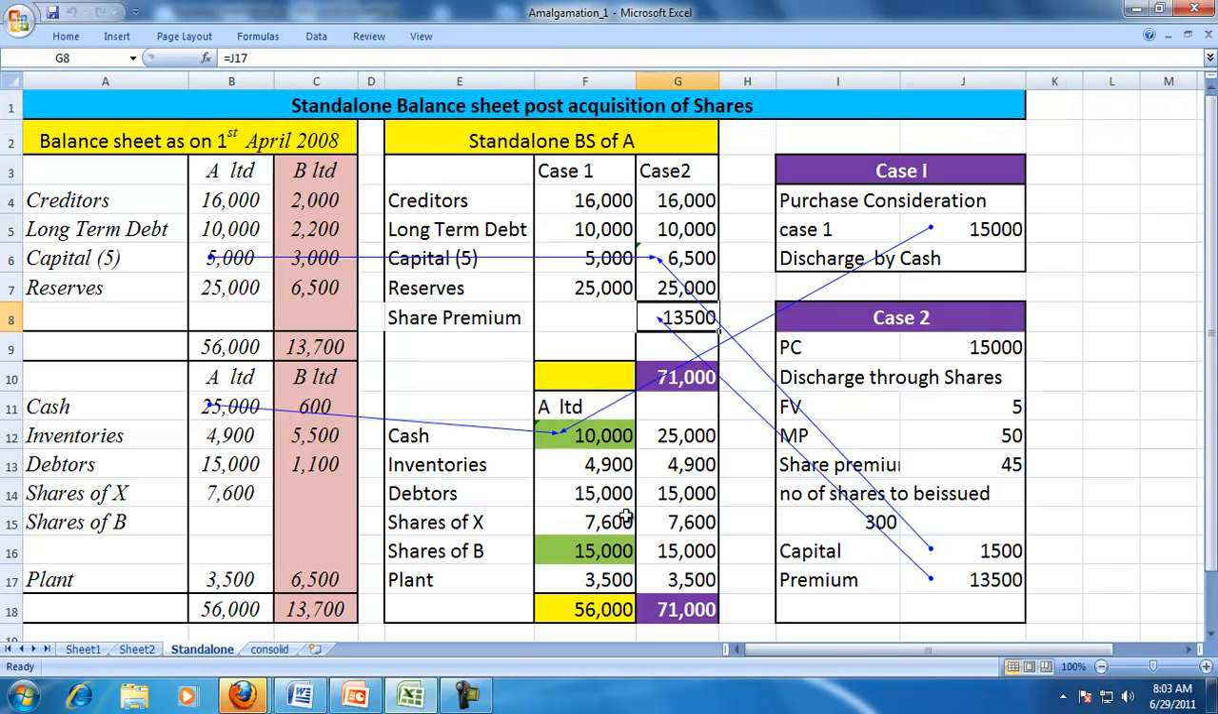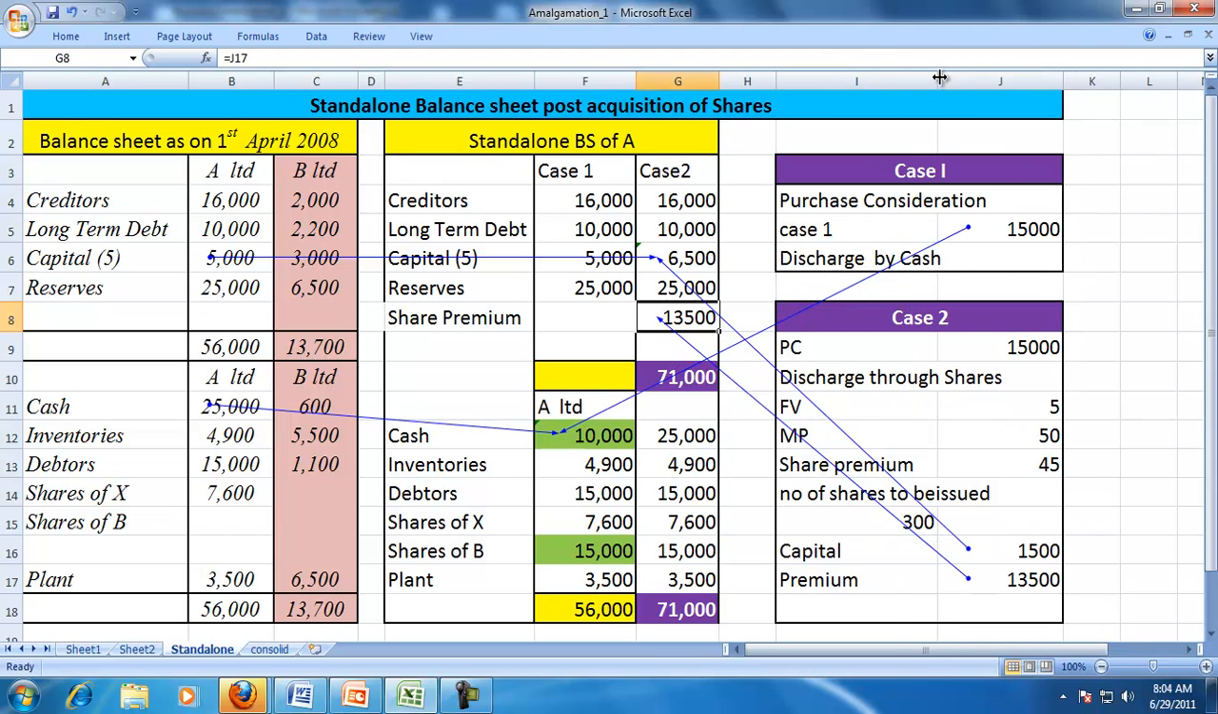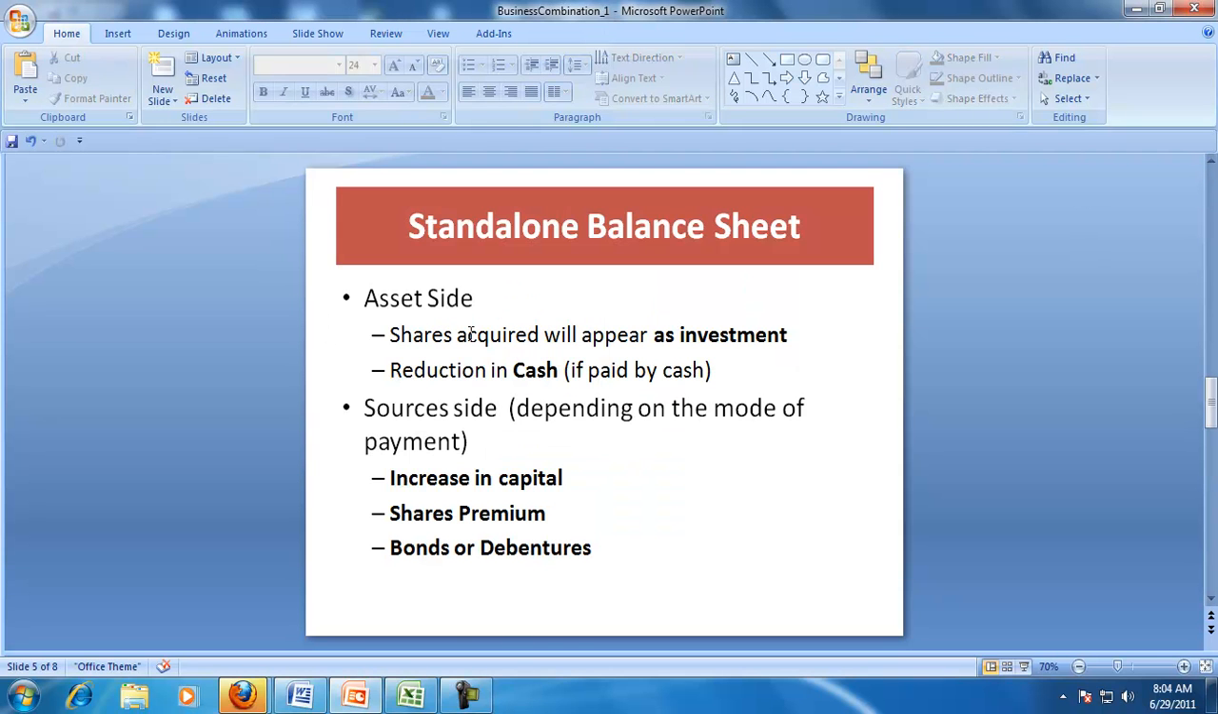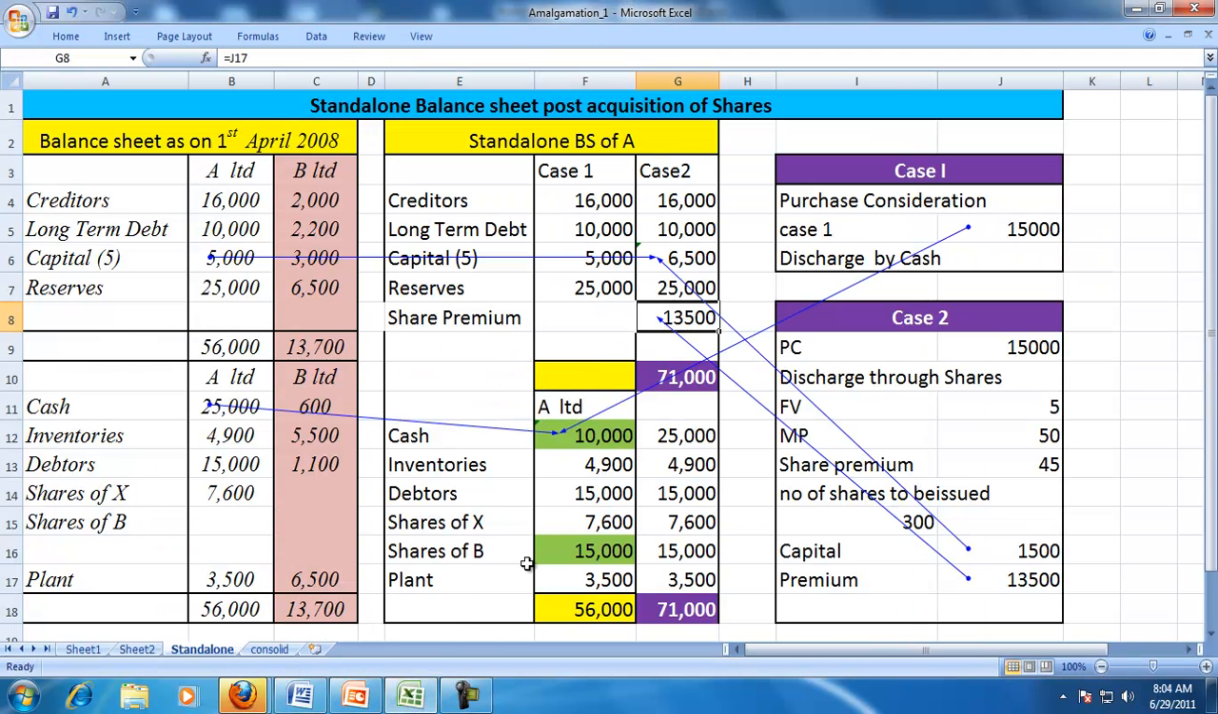So purchase consideration may be the same, but the discharge can be through cash or through shares, or as we mentioned, through some other combination of bonds, shares and cash. So if I take you back, business combination requires the preparation of a standalone balance sheet, where the shares acquired will appear as an investment, and the discharge will decide the effect on cash, or on capital or premium or the bonds and debentures. In the next discussion, we'll see what will be the consolidated balance sheet of A. Thank you.